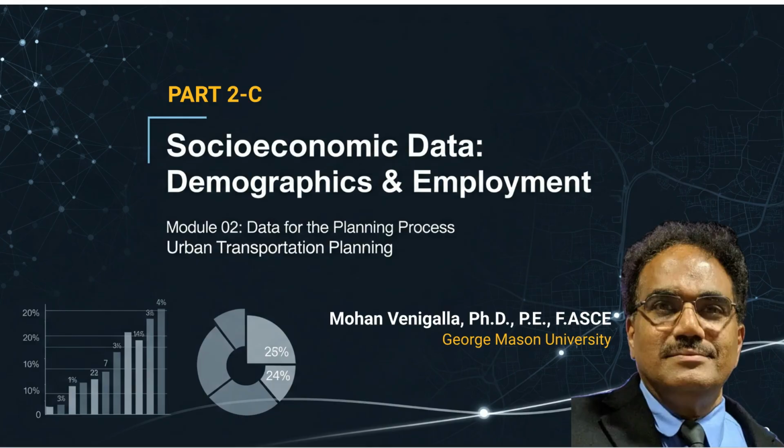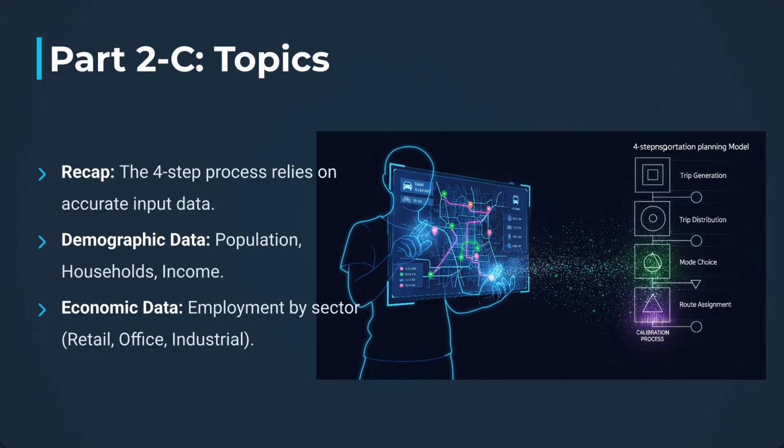This section, Part 2C, focuses on socioeconomic data. In this, we will discuss the need for, sources, and methods related to this data, particularly through the use of surveys and travel diaries. The entire four-step travel demand modeling, TDM, process relies on accurate input data. In this part, we will discuss a general outline of the socioeconomic data needed for TDM.